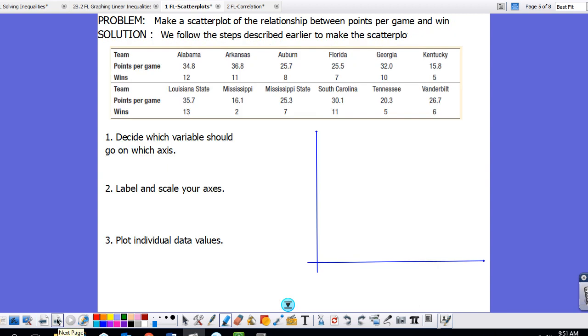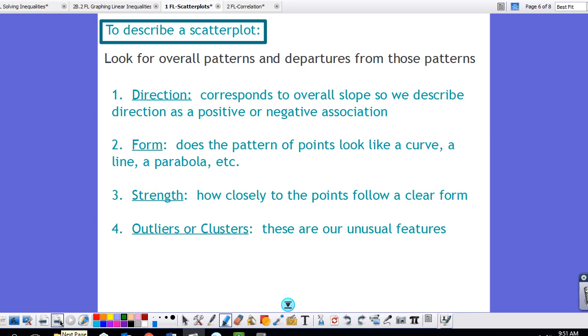Your job as part of your discussion is to take this scatter plot, this data, decide which is our explanatory and which is our response, graph it, and that will be part of what you turn in. When we describe a scatter plot, in quantitative data we did shape, center and spread. Here we're going to do direction, form, strength, and then our outliers or clusters, which is like our unusual feature part of it. Direction really has to do with the slope. So we're looking for the relationship.